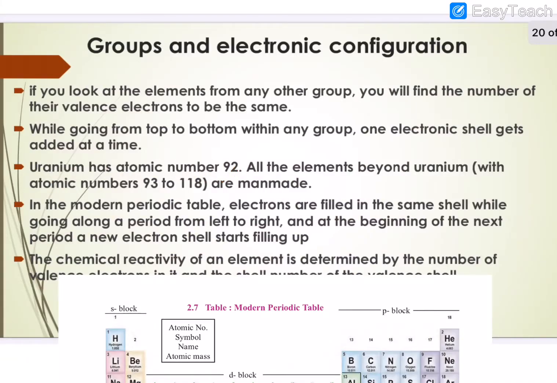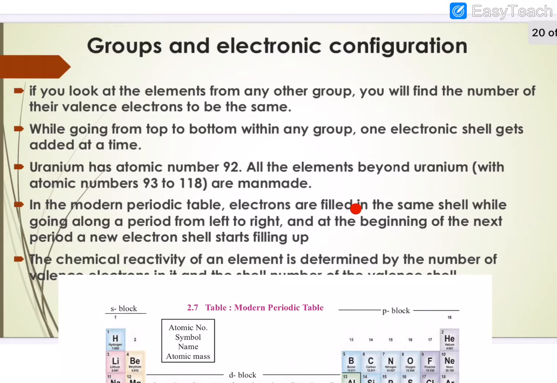Uranium has atomic number 92. All the elements beyond uranium are man-made, that is, from 93 to 118, all elements are man-made. Uranium is a radioactive element, and beyond uranium, all the elements are radioactive.